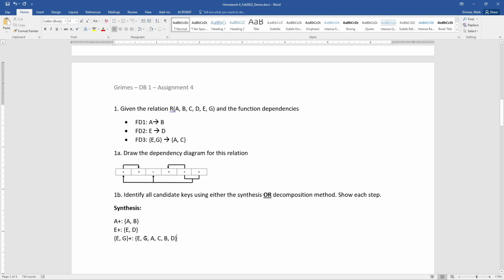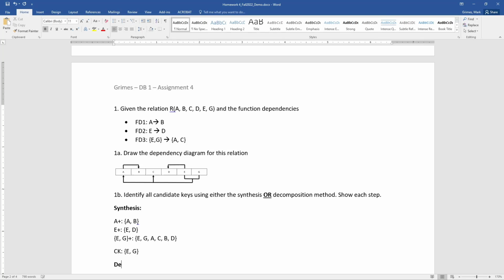EG functionally determines EG, A, C, B, and D. And items in a set are not ordered, so it doesn't matter if you write this as A, B, C, D, E, G, or E, G, A, C, B, D. That means exactly the same thing. But it looks like at this point, we can functionally determine every attribute in the relation based on EG. So that means we're going to have a candidate key of EG. Excellent. So that is the synthesis process.